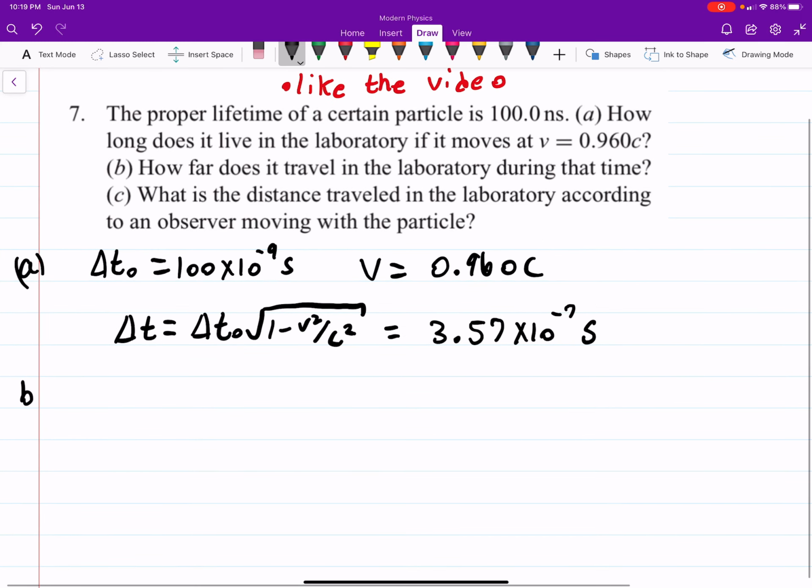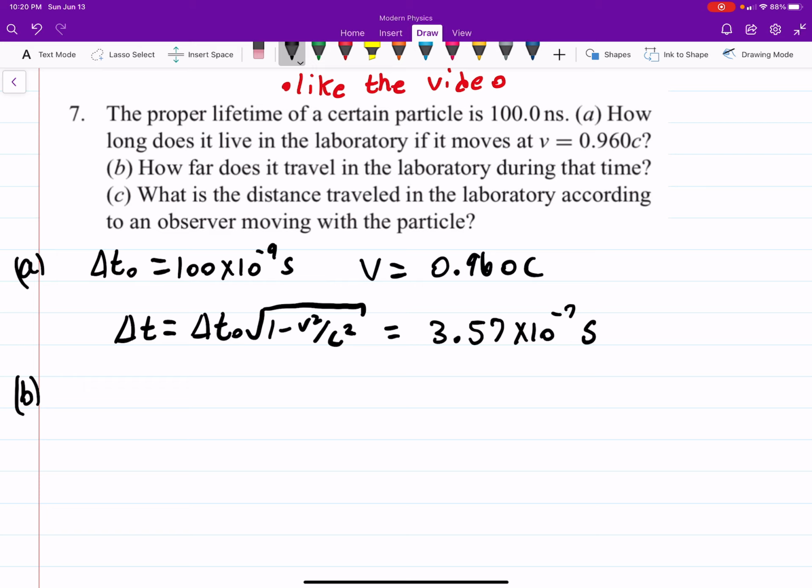Part B wants to know how far does it travel in the laboratory during this time, and C wants to know the distance traveled in the laboratory according to an observer moving within the particle. There's actually a few ways to do this. There's one where you can use length contraction, but I think the easiest way is just knowing which time to use in each reference frame.